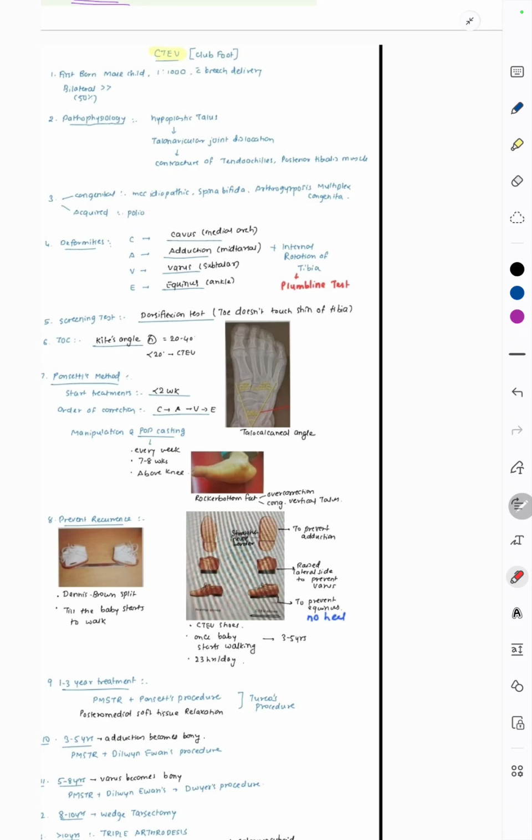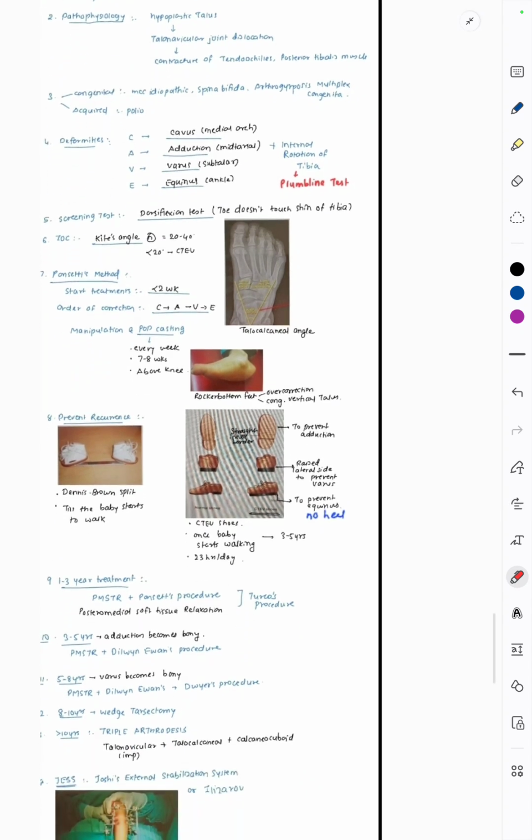Then the deformities are given by the mnemonic CAVE: cavus because of the medial arch, adduction because of the metatarsals, varus because of the subtalar joint, and equinus at the level of the ankle joint, that is the calcaneonavicular joint. Along with that is internal rotation of the tibia. Now the screening test is dorsiflexion, where the toe doesn't touch the shin of the tibia. Investigation of choice, the Kite's angle. Normal Kite's angle is 20 to 40 degrees, and less than that is CTEV.